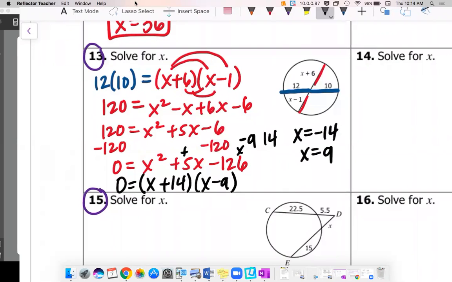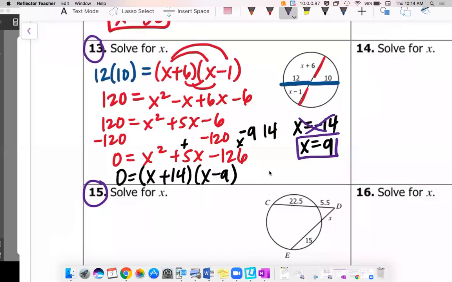Now, the only thing you have to go back and check is if your segments are going to be positive or negative. So if I take this negative 14 and plug it in here, this little segment becomes negative 15, which doesn't make any sense whenever we're trying to do segment lengths. So lengths always have to be something that is positive. So that means that this 14 is not a correct answer, and the only answer that works is 9. So your segments have to end up being positive at the end of all of this. You just want to make sure that that checks out.